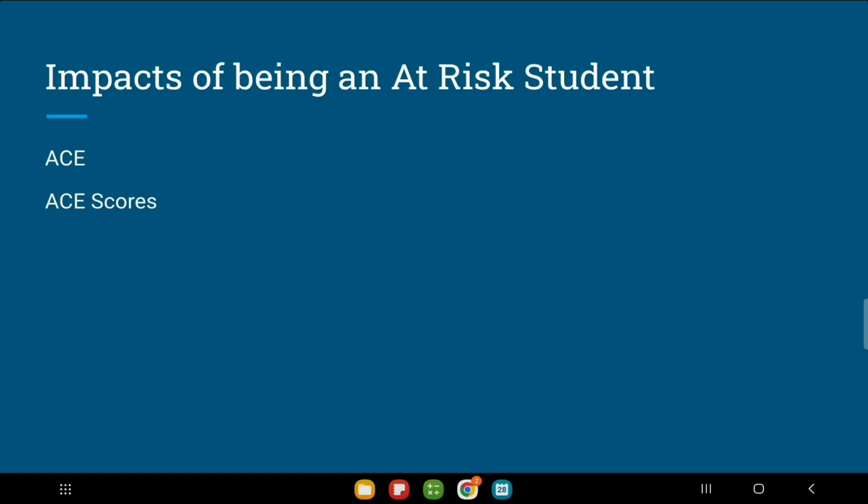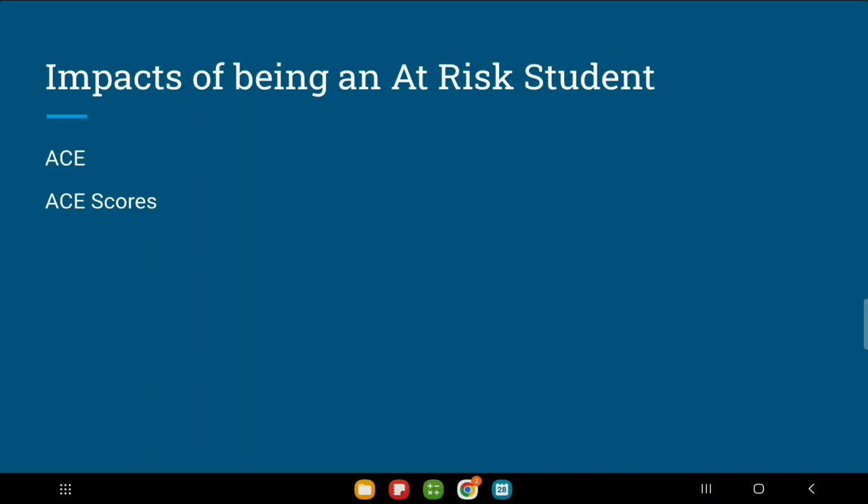Impacts of being an at-risk student. According to Part A, Adverse Childhood Experiences, or ACE studies, surveyed thousands of people in 10 categories of stressful or traumatic experiences before the age of 18. Using this, a score was developed.